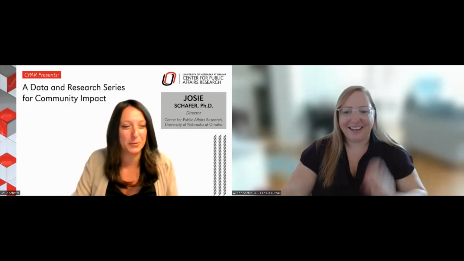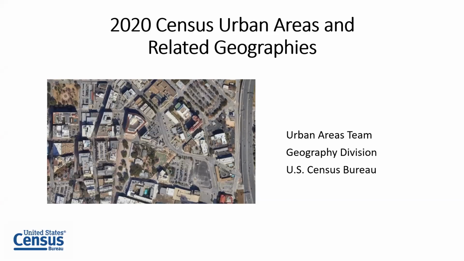Thanks, Josie. My name is Allison Shafer, and I am a supervisory geographer in the Statistical Area Boundaries branch in the Geography Division at the U.S. Census Bureau. And today I'm going to discuss the 2020 Census urban areas and some related geographies, including the core-based statistical areas, which include the metropolitan and micropolitan statistical areas. So first, I'm going to talk about what urban areas are, how they're delineated, and some key trends we saw for the 2020 Census urban areas. And then I'll discuss the core-based statistical areas, or CBSAs, what they are, the Census Bureau Geography Division's role in those geographies, and the different types of CBSAs.